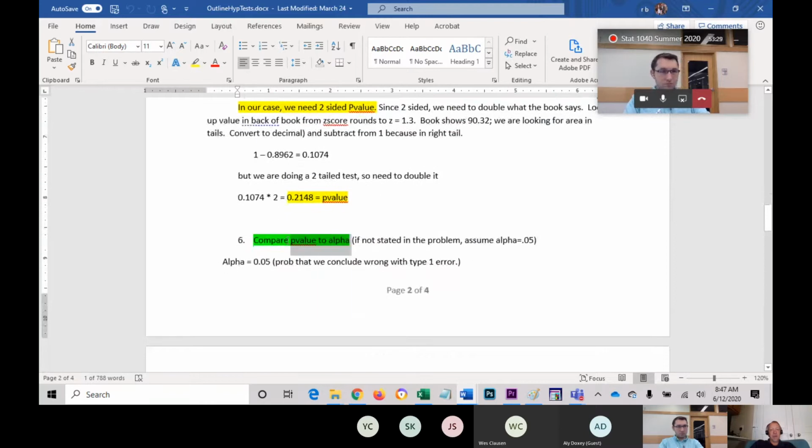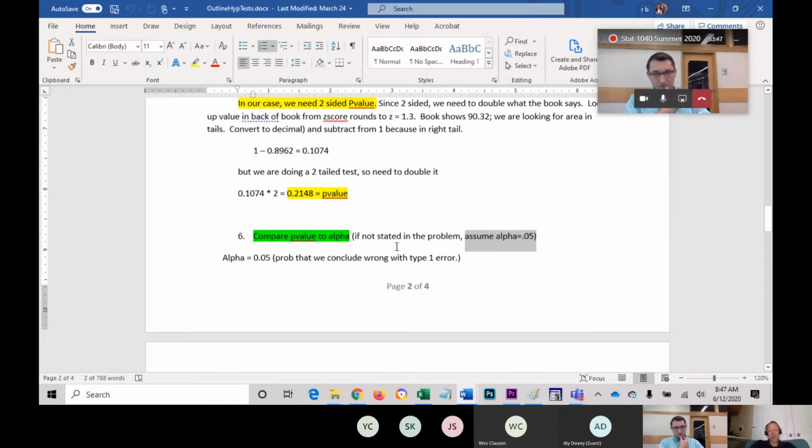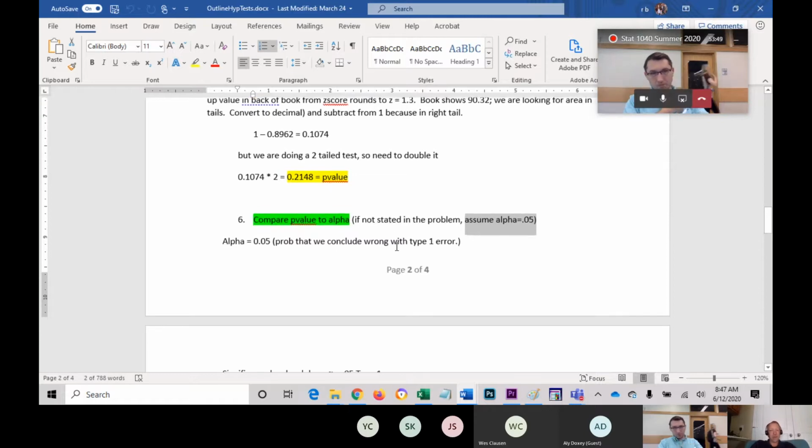Then we're going to compare our p-value to alpha. That's step number 6. If it's not stated in the problem, assume that your alpha is 0.05. And sometimes I forget to ask that. So if I forget, assume your alpha is 0.05. Okay, that's your type 1 error that we just talked about.